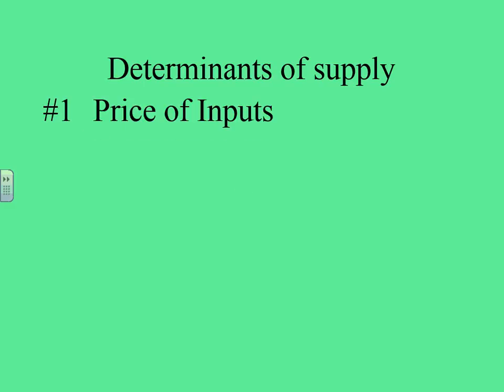The first determinant deals with the factors of production, and that's the price of inputs. It's also the most common cause of a shift in supply. The second one is government tools. Very easy to spot because it's going to mention our government, but there are several different types of government tools that we need to have a handle on.